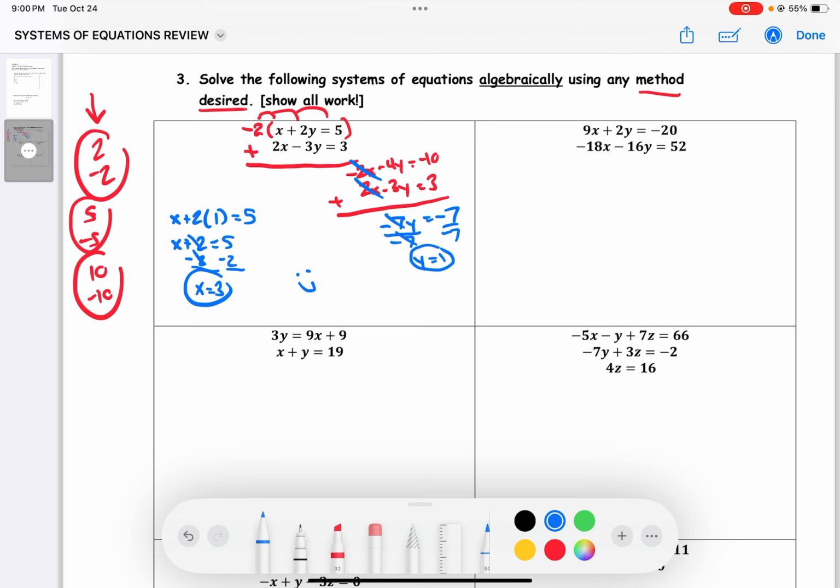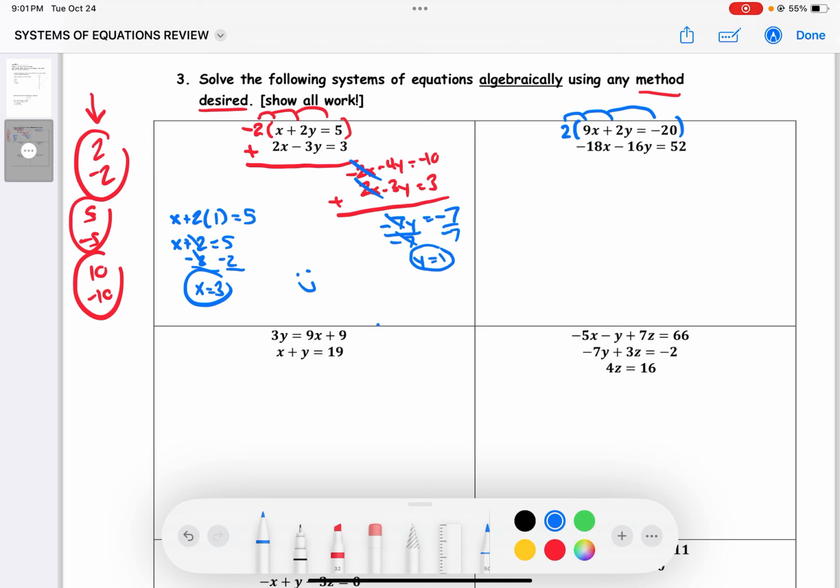Second system also very heavily lends itself to elimination. Same idea, right? I would rather this negative 9 be a positive 18, right? Because then if I add them together, that's a pair of opposites, 18 and negative 18, they'll cancel out. So the question is, how do I get there? Well, I get there by multiplying by 2. Very simple multiplication there.